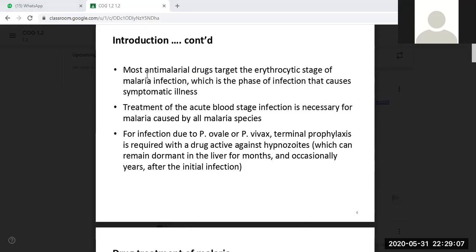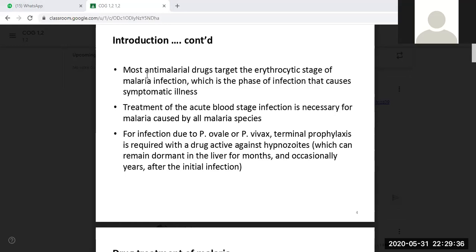So we are saying most anti-malarial drugs are going to be targeting the erythrocytic stage of the malaria infection, which is the phase of infection which causes the symptomatic illness. Remember, we were saying during the erythrocytic stage, when there is the rupture of the red blood cells releasing the merozoites, this is where we have the common signs and symptoms. So when we administer these anti-malarial drugs, we are going to be targeting this stage of the cycle.